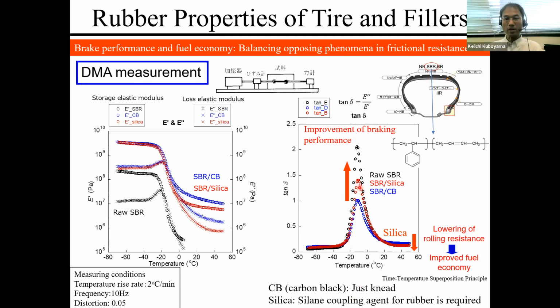And this black one is that of pure SBR. So pure SBR is better for the braking performance. But it's better to add carbon black to the tire because the durability of the tire becomes higher. But when you add carbon black to the tire, the braking performance becomes lower, like this.